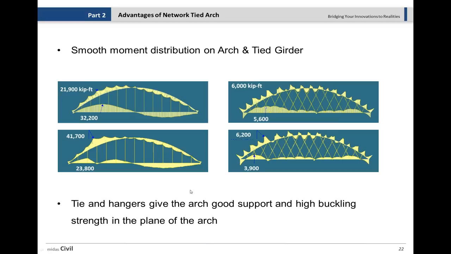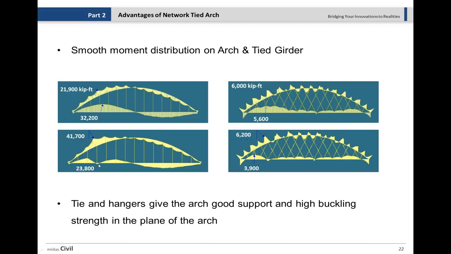I got these slides also from Gregor's presentation, just to refresh your mind. Here I have two diagrams for the tied arches with vertical hangers, and two for the network tied arches. Comparing these two, when we have partial loading, imagine that just half of the structure is loaded. Now you see the distribution of the moment in the tie and also in the arch. You see how high the bending moment is compared to the corresponding network tied arches.